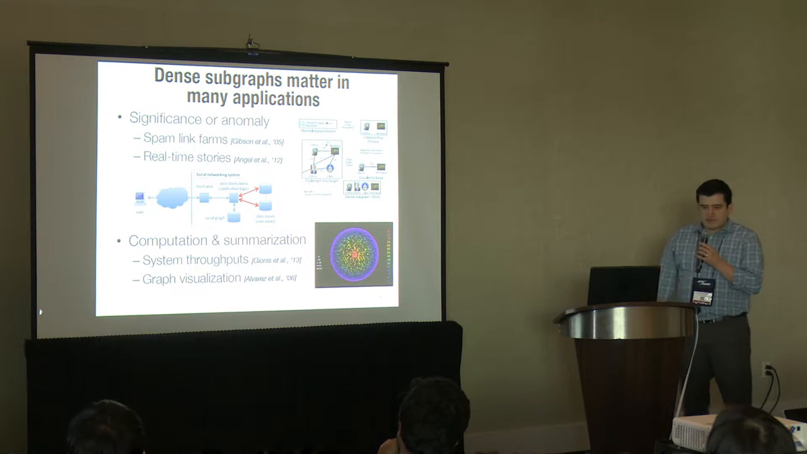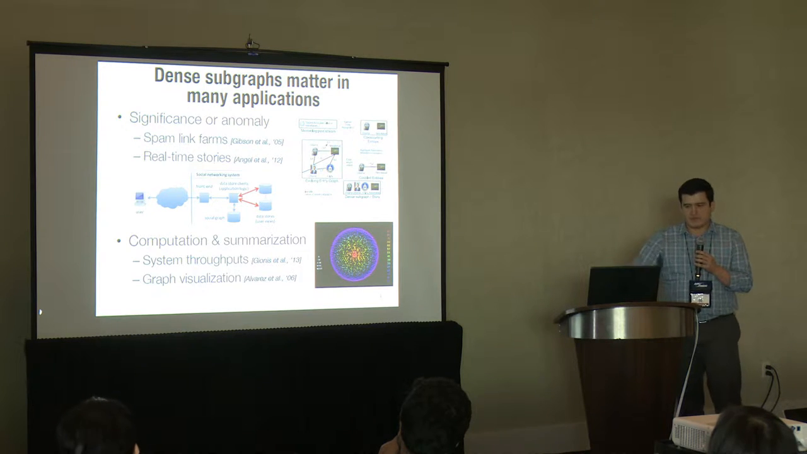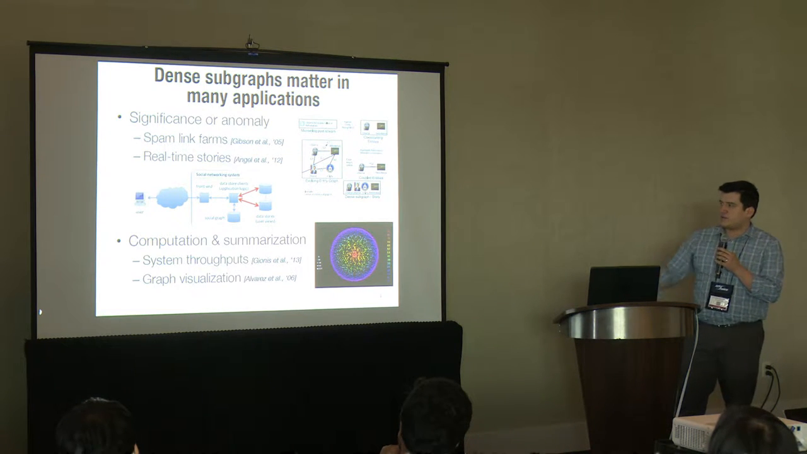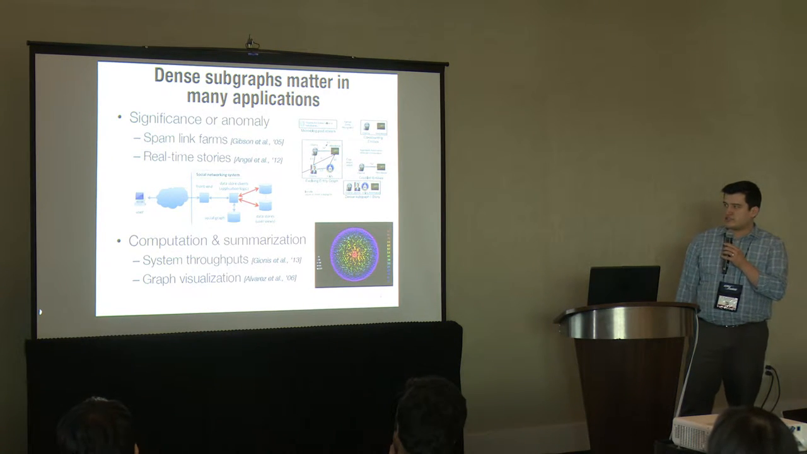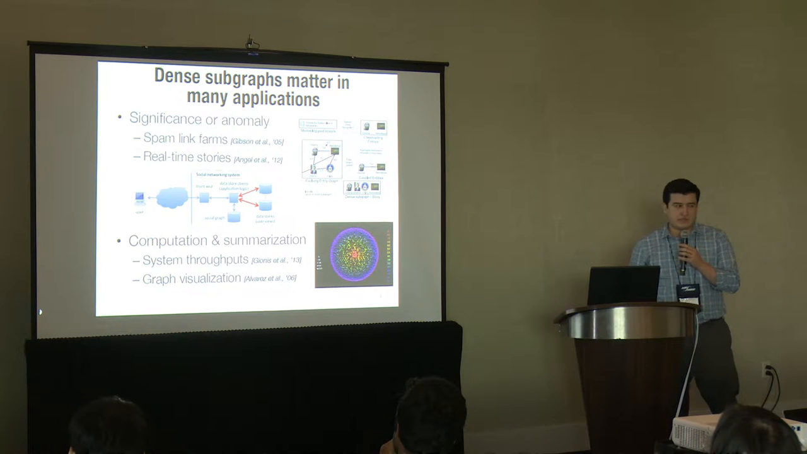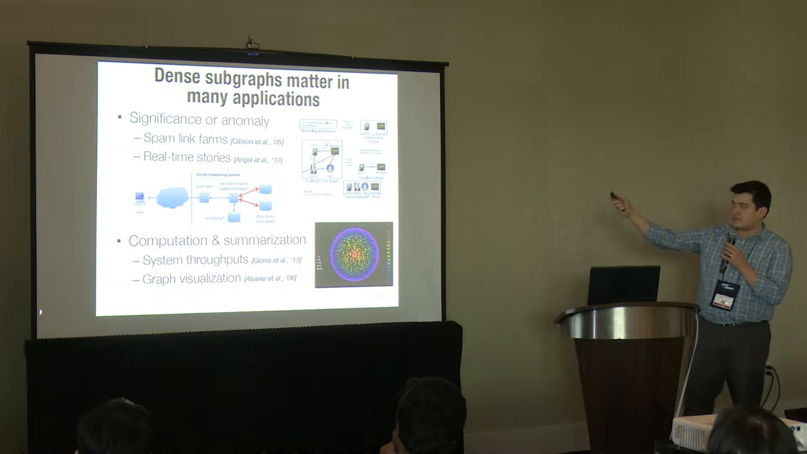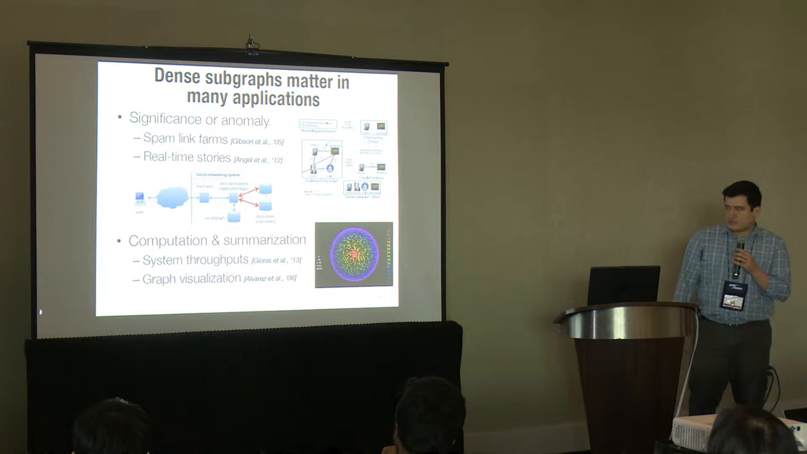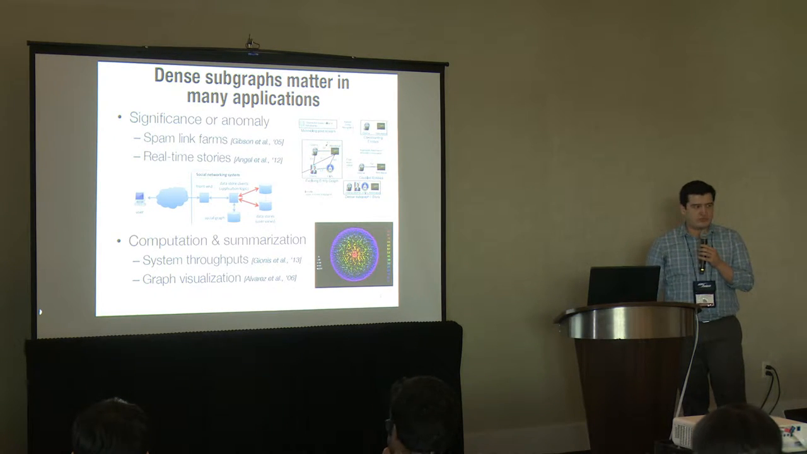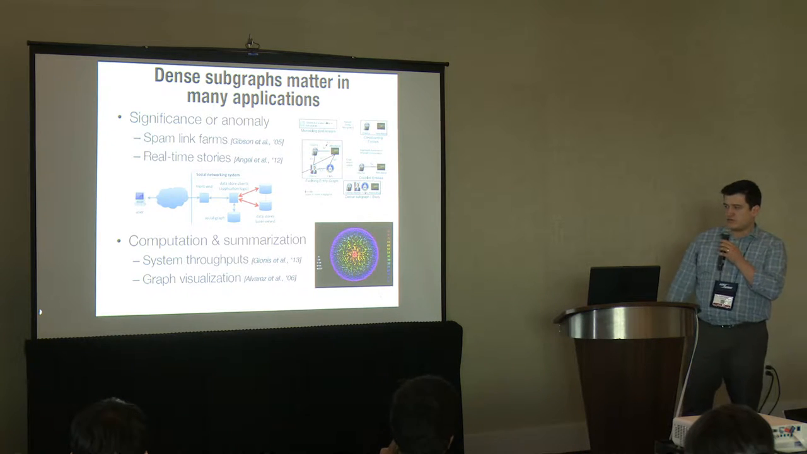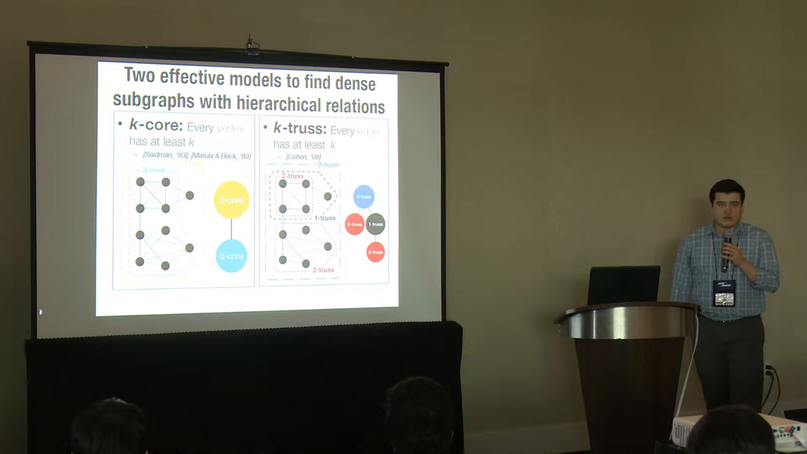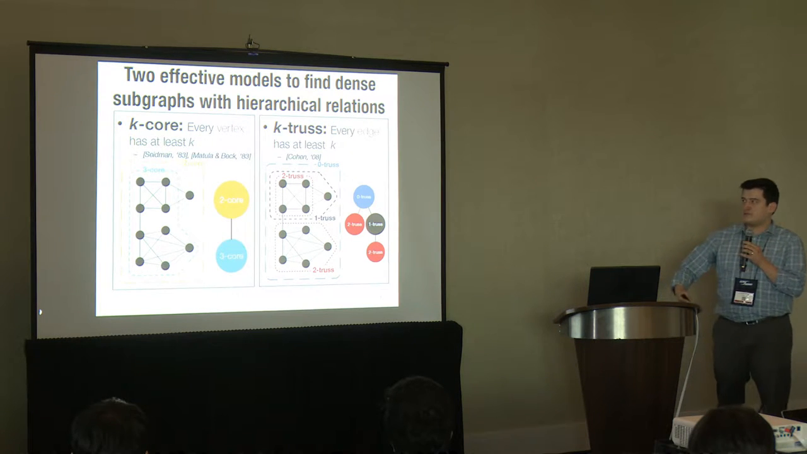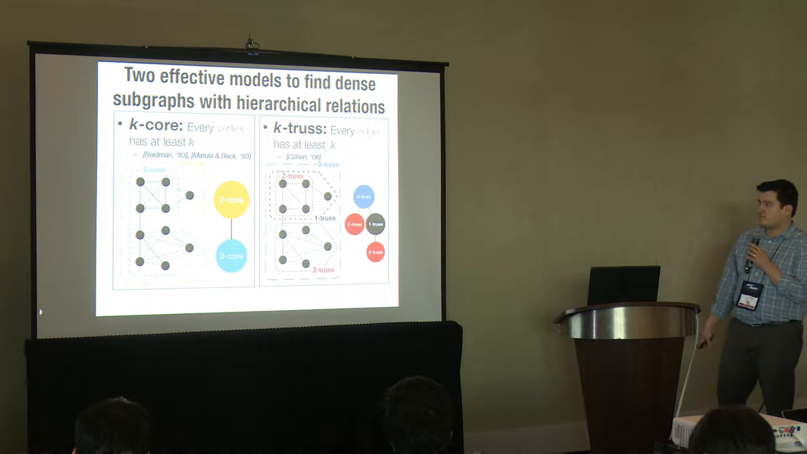Dense subgraphs matter in many applications. A few examples here: spam farms are detected by finding dense structures, almost clique-like regions. It has been used for detecting real-time stories by watching the Twitter stream. Also, it has been used for system throughput improvements for online social networks, and graph visualization is one of the key application areas for that. Our work is actually based on a novel algorithmic framework, and I will give some background on that first.